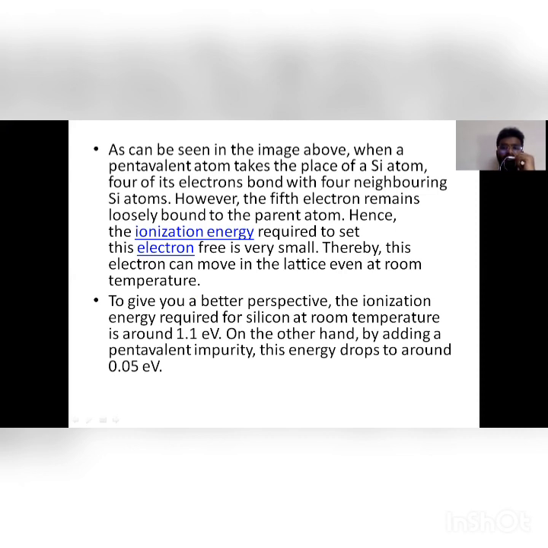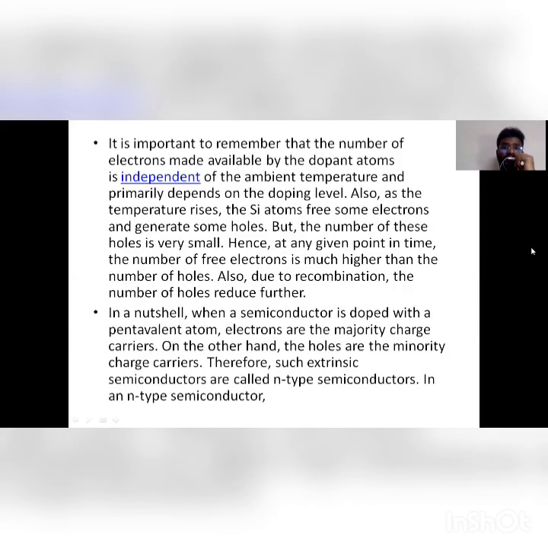Hence, the ionization energy required to set the electron free is very small. Thereby, this electron can move in the lattice even at room temperature. To give you a better perspective, the ionization energy required for silicon at room temperature is around 1.1 electron volt. On the other hand, by adding a pentavalent impurity, this energy drops to around 0.05 electron volt. It is important to remember that the number of electrons made available by the dopant atoms is independent of the ambient temperature and primarily depends on the doping level.